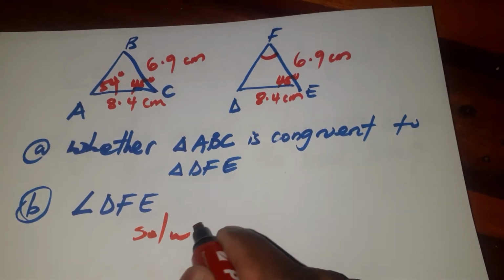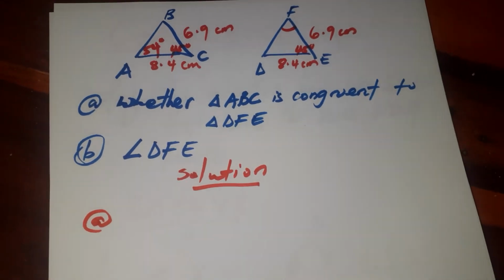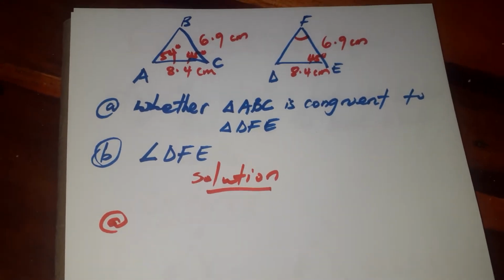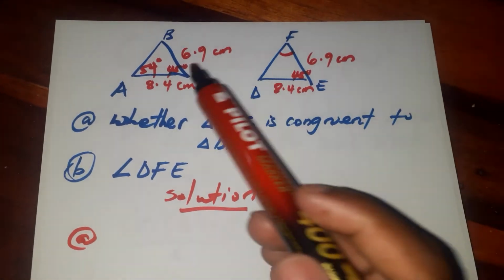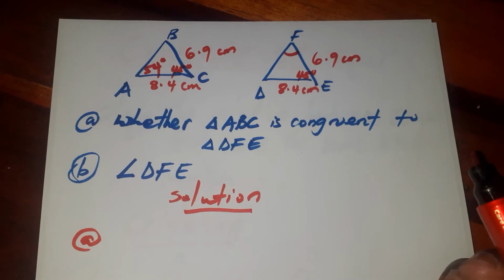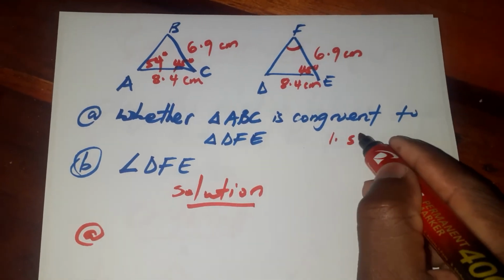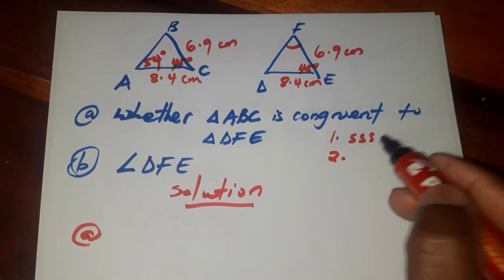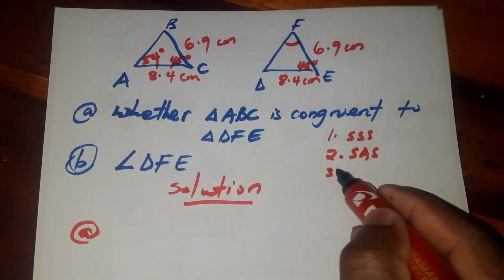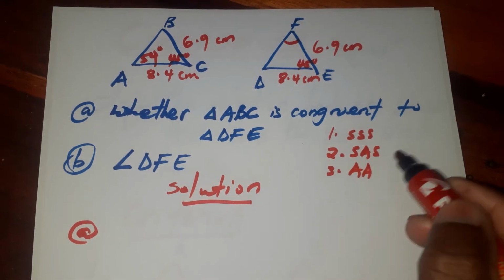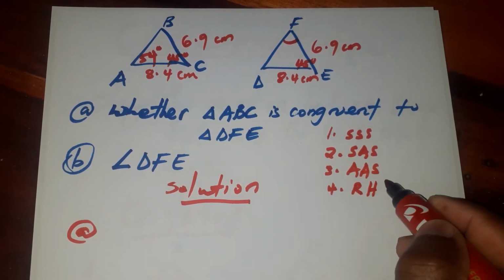Now let's look at the solutions. Let's start with letter A. Letter A is very easy to tell. What do we need to do for us to prove if these two triangles are congruent? We have to remember the 4 criteria. The first one we said side, side, side criteria. The second one, I think we said side, angle, side criteria. And the third one we said angle, angle, side criteria. And the fourth one we said the right angle, the hypotenuse, and the side.